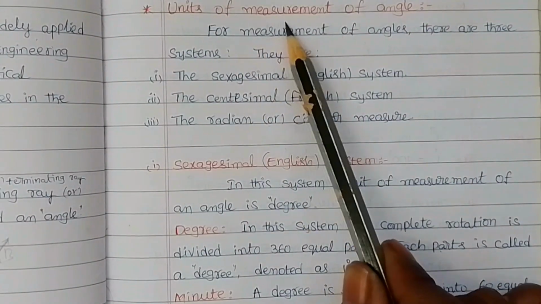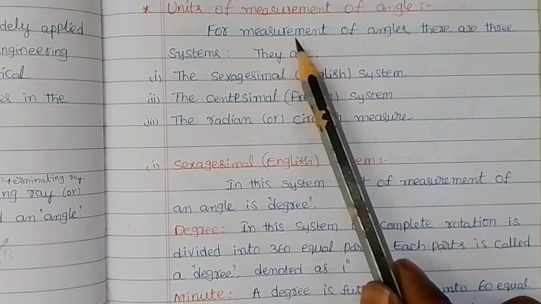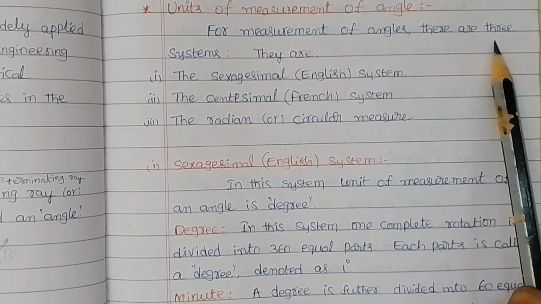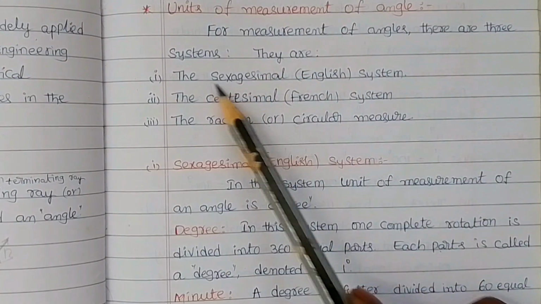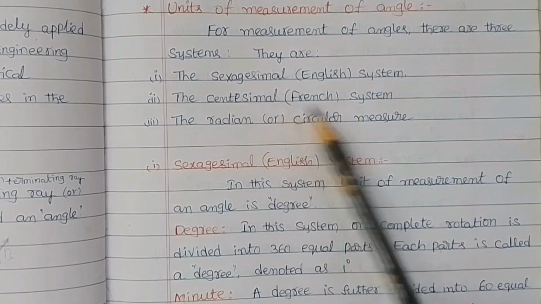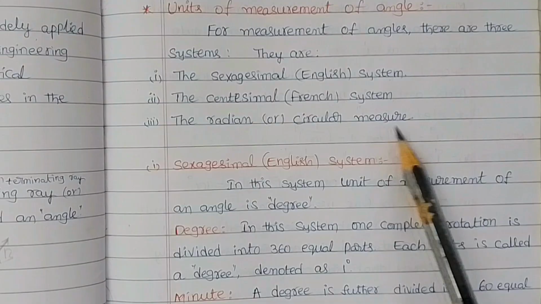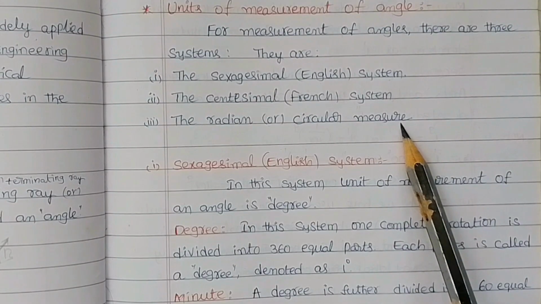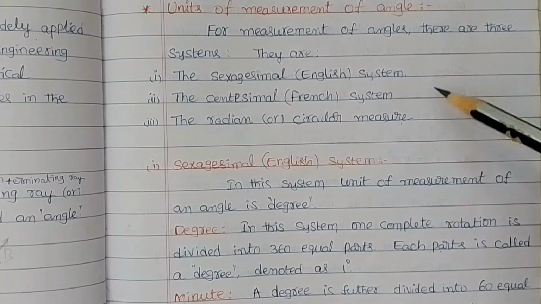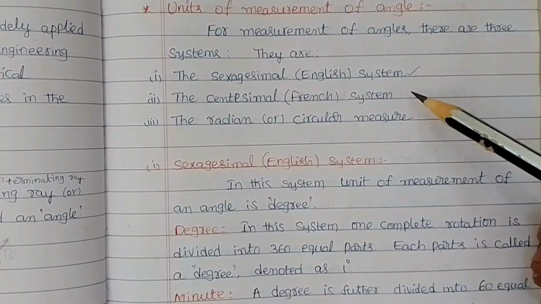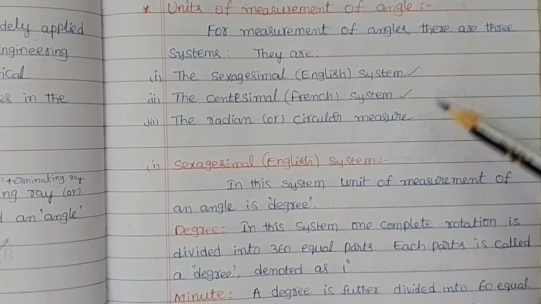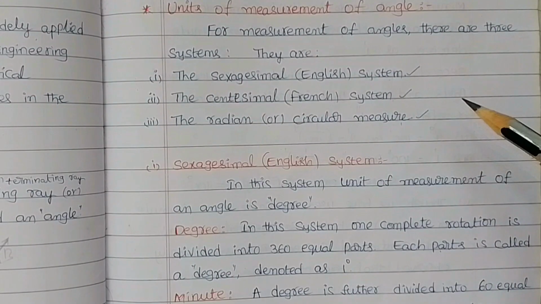We already learned units of measurements of an angle. For measurements of an angle, there are three systems: the sexagesimal system, the centesimal system, and the radian or circular measure. Now we discuss them one by one.